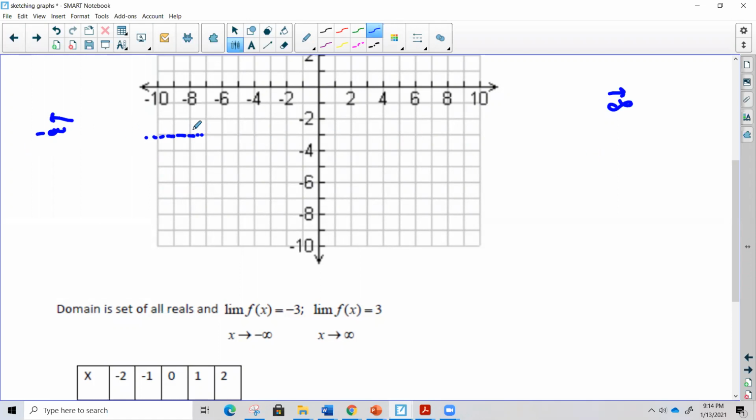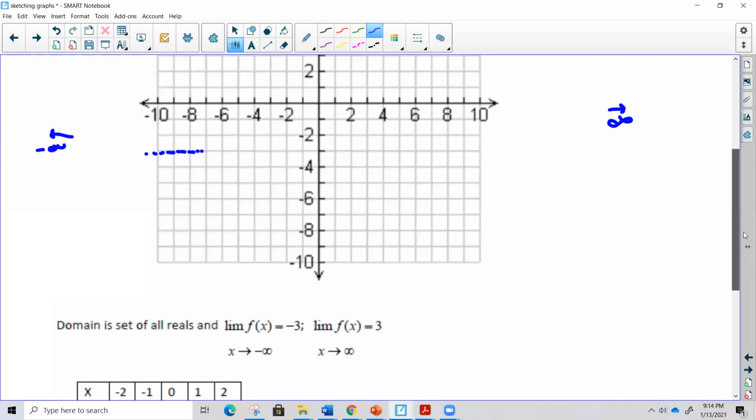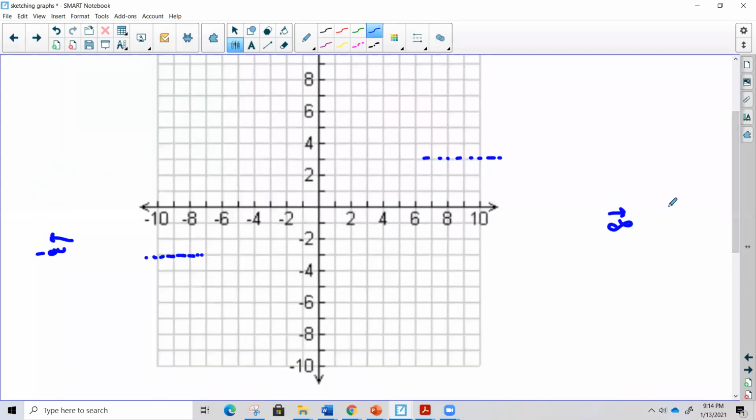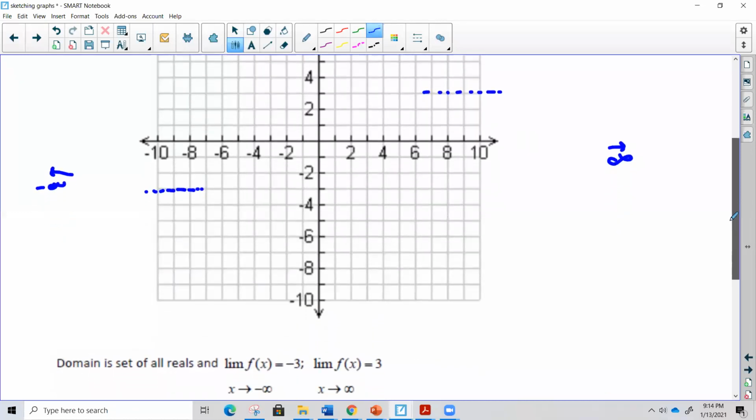So just keep in mind that my function is going to approach this as I get more and more negative for x values. But it really doesn't matter what happens over here. It can definitely cross y equals -3. The same thing as x approaches infinity. As my x values get larger and larger, my y is going to approach 3. So I'm going to just draw a dotted line to indicate my function has to get close to this y value. I don't know if it's going to start above or below. I need to look at the other information to figure that out. But I know it's going to get closer and closer to this y value as my x values get larger.